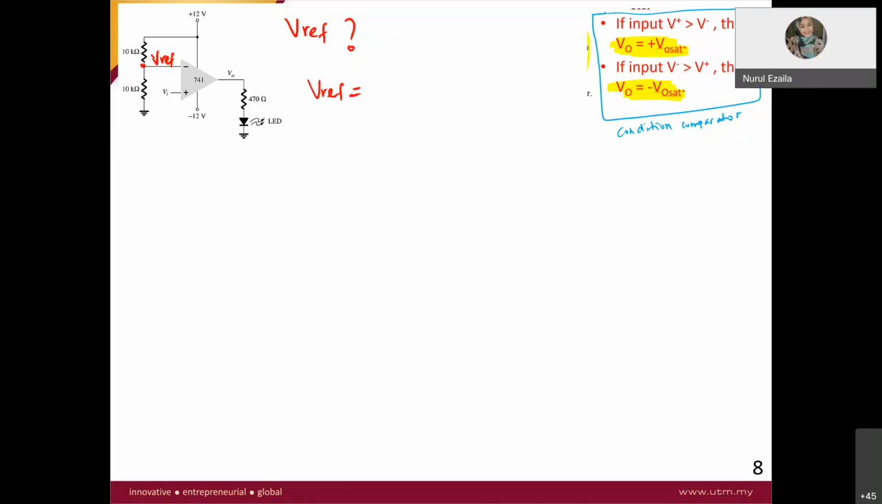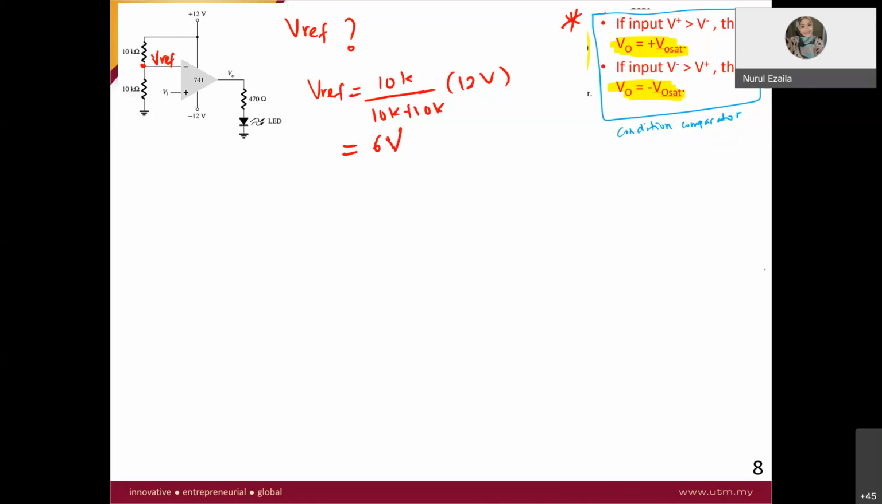Therefore, V reference is equal to the 10K over 10K plus 10K times 12 volt. So this one will be 6 volt. Okay, so this is your V reference. All right, so in this case, the only condition that you need to do is by doing this.